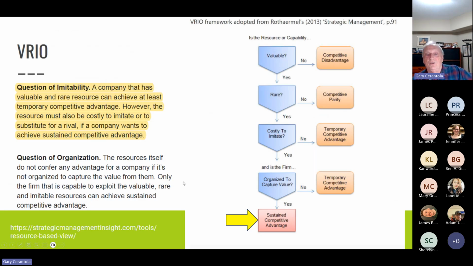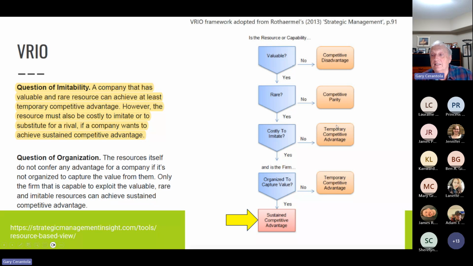So this is what this is. VRIO: valuable, rare, imitable, and then organizational capability to do that. So when you look at your resource capabilities, is it valuable? If it's not valuable, well, then it's not a competitive advantage, right? Is it rare? Yeah, okay. If it's not rare, well, then your competitors have access, so they're going to be just as competitive as you are because it's not rare. Is it costly to make?